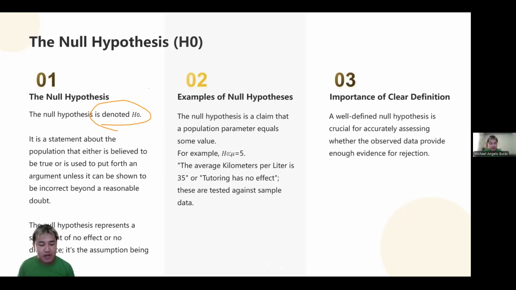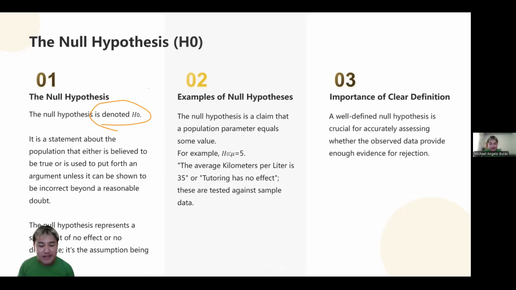It's usually a statement about the population that either is believed to be true or is used to put forth an argument unless it can be shown to be incorrect beyond a reasonable doubt. The null hypothesis represents the statement of no effect, no difference, just the status quo. It is the assumption being tested.